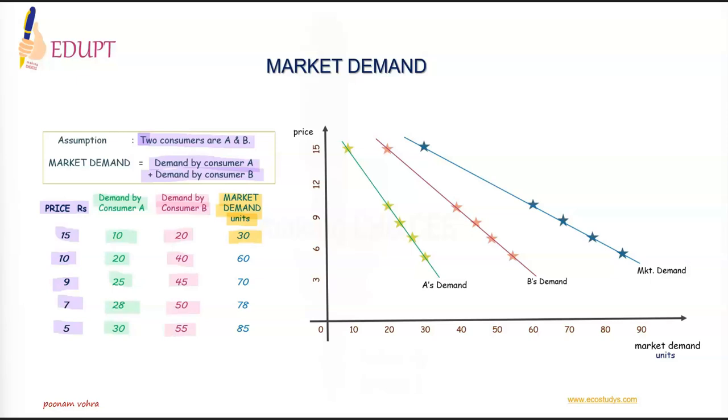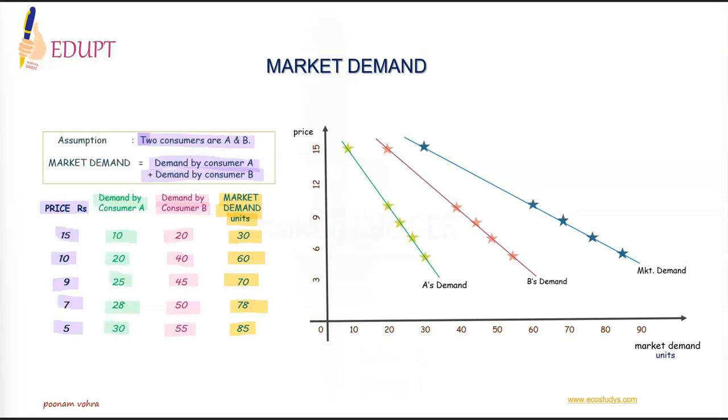So market demand at price rupees 10 is 20 plus 40, 60 units. At price 9 it is 25 plus 45, 70 units. At price 7 it is 28 plus 50, 78 units. And at price 5 it is 30 plus 55, 85 units.